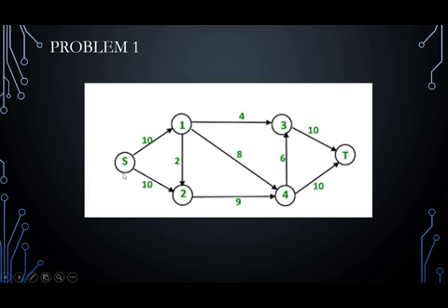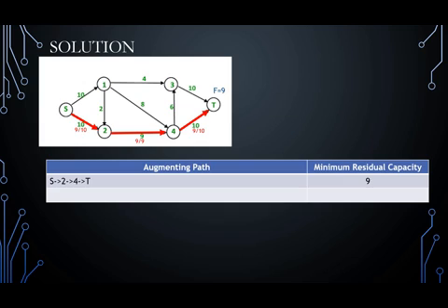My concern is what is the maximum amount of flow that can take place between the source and sink. Okay? So shall we try to solve the problem using the augmenting algorithm or the Ford-Fulkerson algorithm? So the first step, I will write the first augmenting path that I consider.